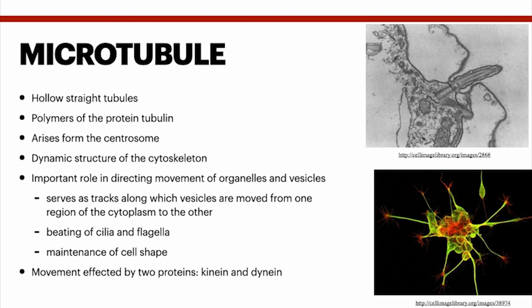They undergo cycles of assembly and disassembly depending on the needs of the cell. They serve as tracks along which transport vesicles and organelles are moved from one region of the cytoplasm to another. Movement is effected by two motor proteins, kinesin and dynein.